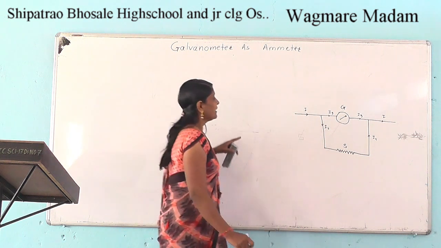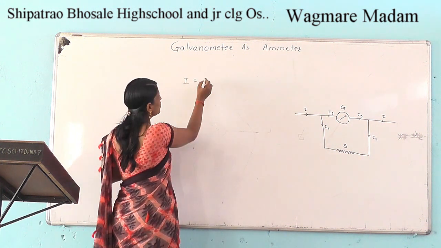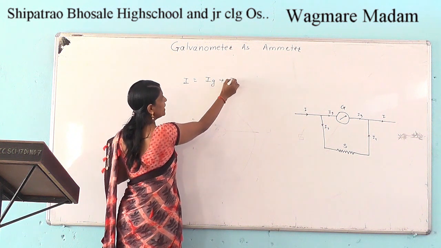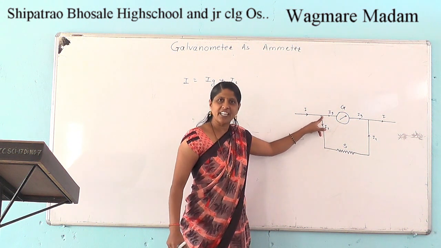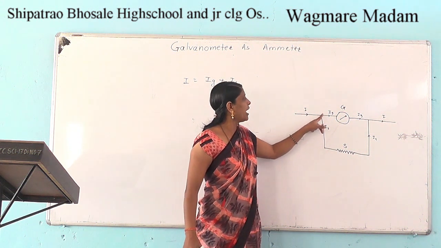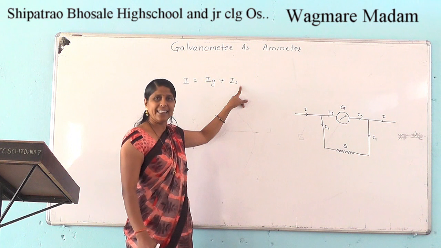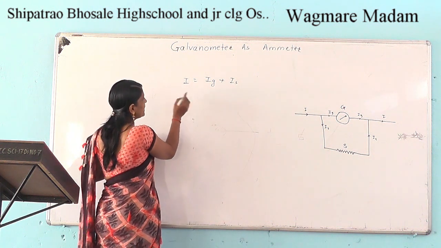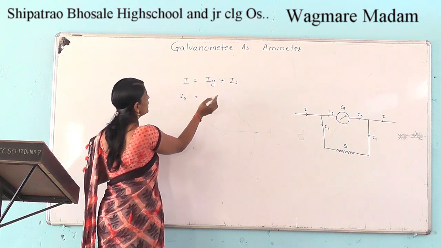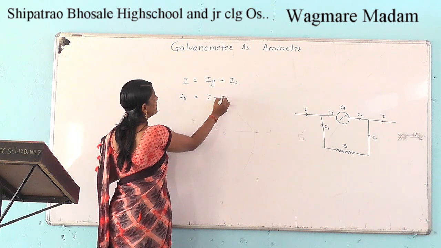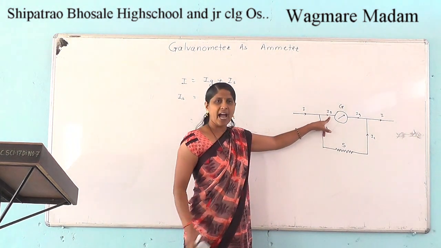Therefore, we can say that by Kirchhoff's current law, I is equal to Ig plus Is. That is, the current flowing towards the junction will be equal to the current flowing away from the junction. Therefore, I is equal to Ig plus Is. Also, we can say here Is is equal to I minus Ig.